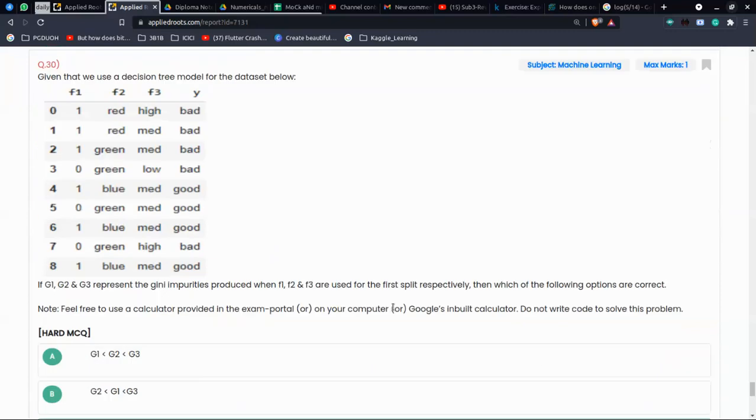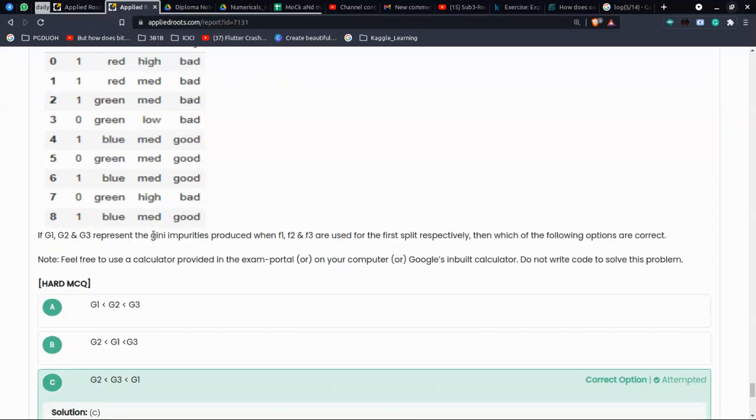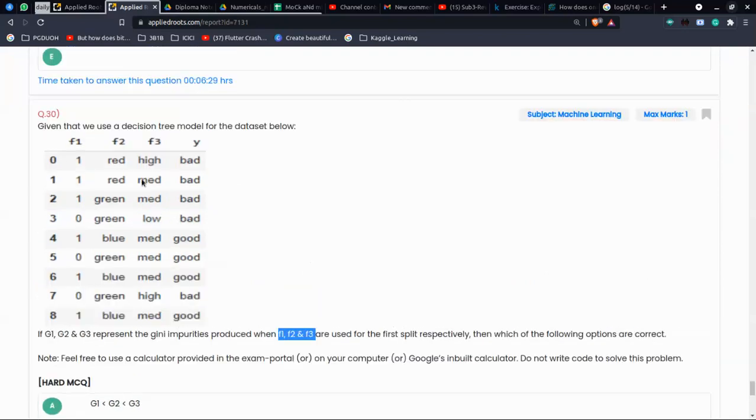Okay, guys. So let's take the last one for today. It is cool. Generally it's 11:30 by now, but today it's just 10:30, so it's good. Let's see. Given that we use the decision tree model for the data set below, G1, G2, G3 represent the Gini impurities produced when F1, F2 and F3 are used for the first split respectively. Okay, so we have this whole data set. Then which of the following options are correct? Feel free to use a calculator.